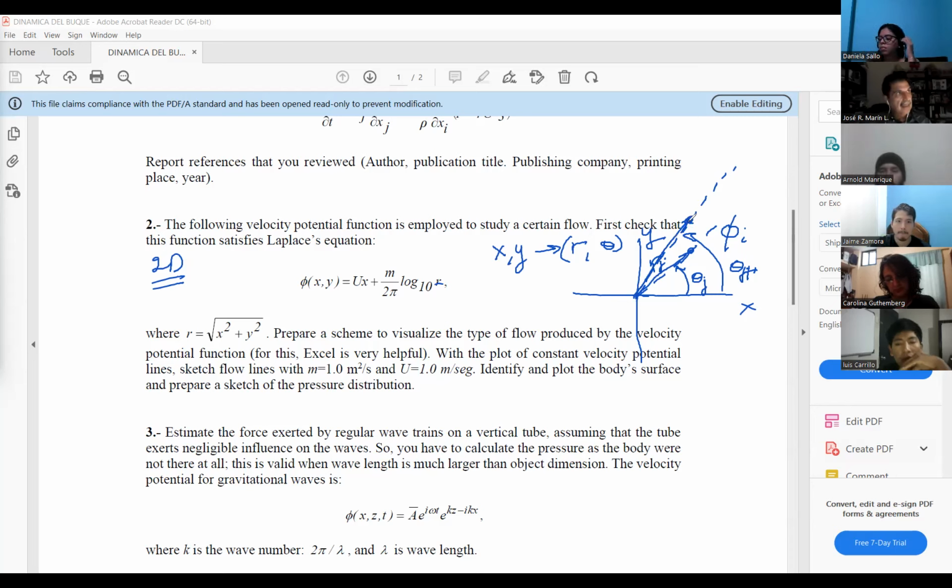So you have that the function phi is constant. You have 2 points, here and here. If you have several other points, then you can draw a curve through these points. And that's the way you do it.